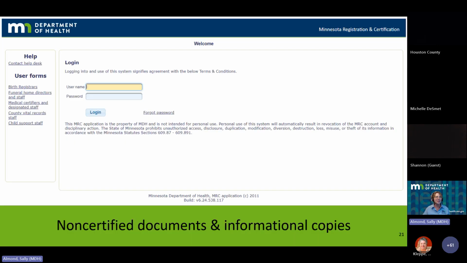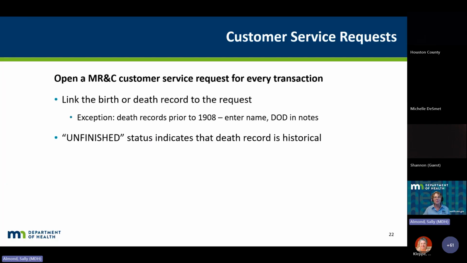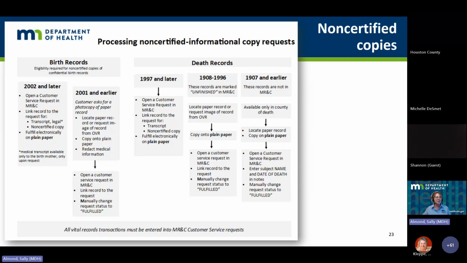So that was certified copies. Let's move on to those non-certified documents, informational copies. Talk about those first. And once again, a customer service request in MRNC is still going to be required for issuing non-certified documents too. Link the state file number to the request. It's so important. And once again, an unfinished status on a death record means that it's a historical record that has been indexed for you. So it's not really different. The job aid has a workflow for these informational copies too. Let's go through that in detail.